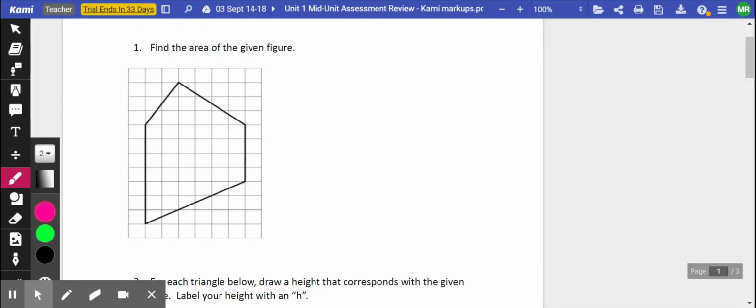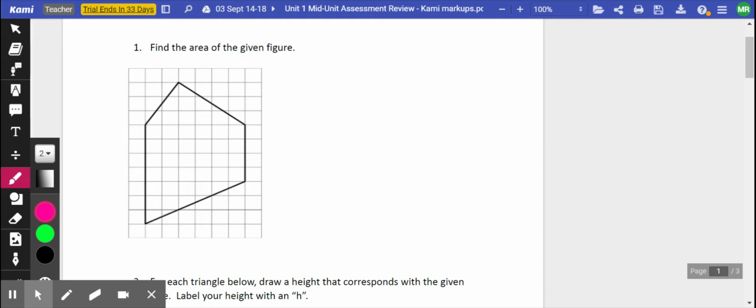These are the solutions to the Unit 1 mid-unit assessment review that we are going to be giving to you. Being able to understand all of the questions on this review means that you'll be very well prepared for the Unit 1 mid-unit test on Tuesday, September 15th. So let's get to it.